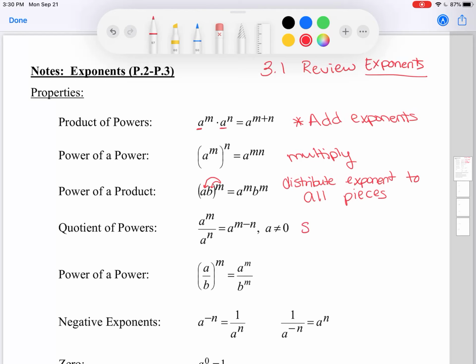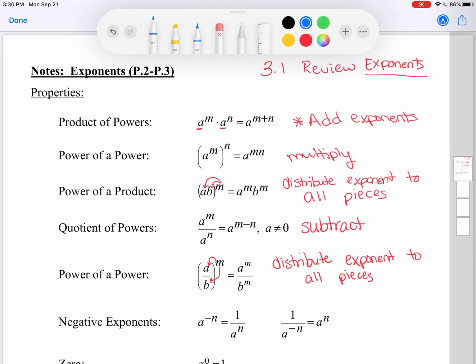Then we have the quotient of powers. So you'll notice if you're dividing, you will take the exponents and you will subtract them. Again, all of this is only if they have the same bases. Okay, notice how every single one has a's. Okay, then power of a power, very similar to the one up above. That m is going to get distributed to all pieces again. So if you want to write that in, you can. It's the same property. Distribute exponent to all pieces, top and bottom.